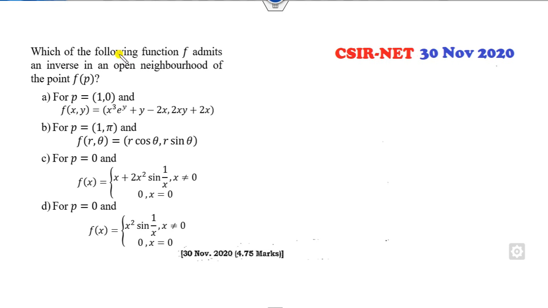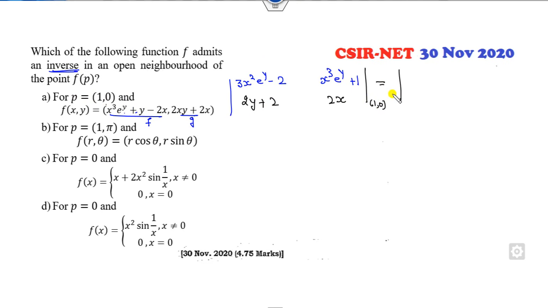Okay, look at this another one. Which of the following functions is the inverse? Again, we have to find the Jacobian. If I consider this as my f and this as my g, partial with respect to x is 3x square minus 2, with respect to y is x cube plus 1. This with respect to x and this with respect to y. Fine. So what is that? And for p, my point is (1, 0). So what is the value at (1, 0)?